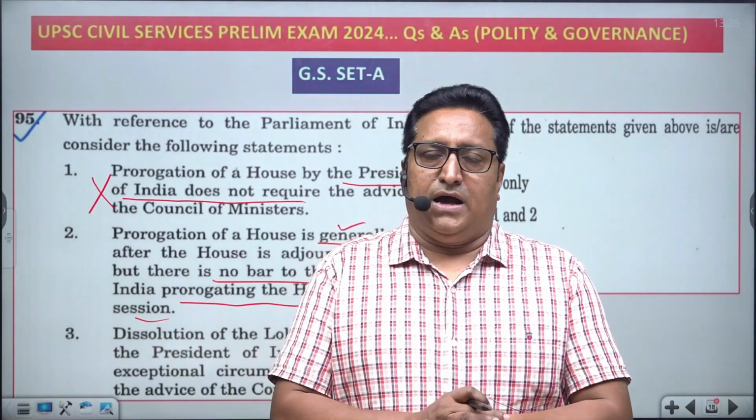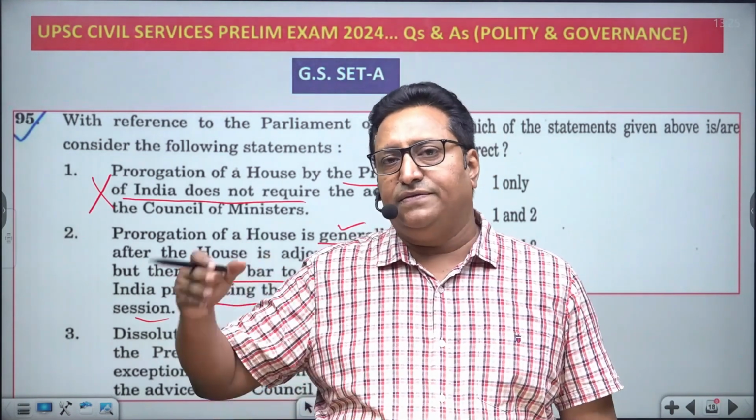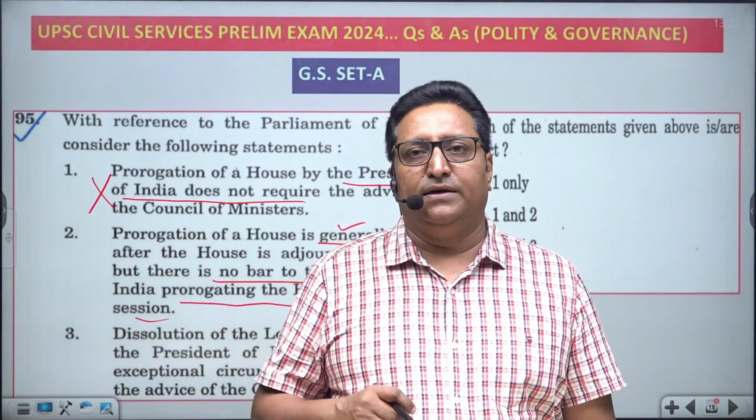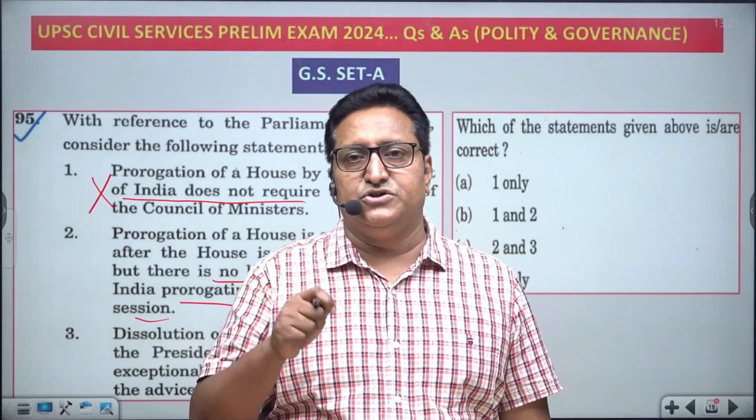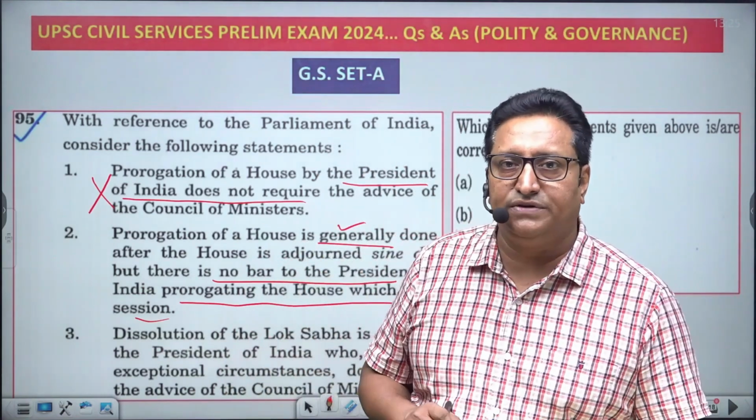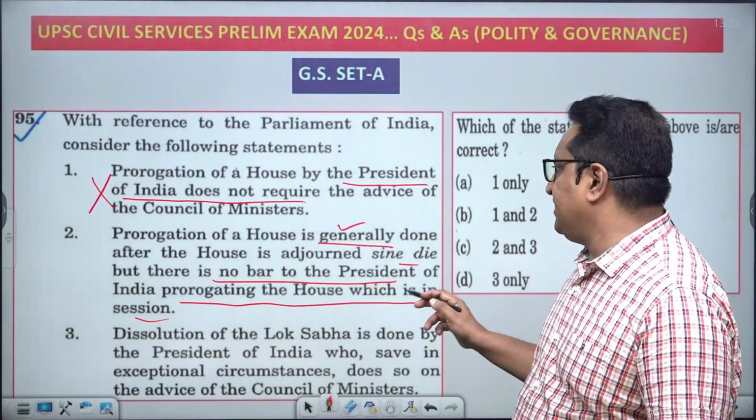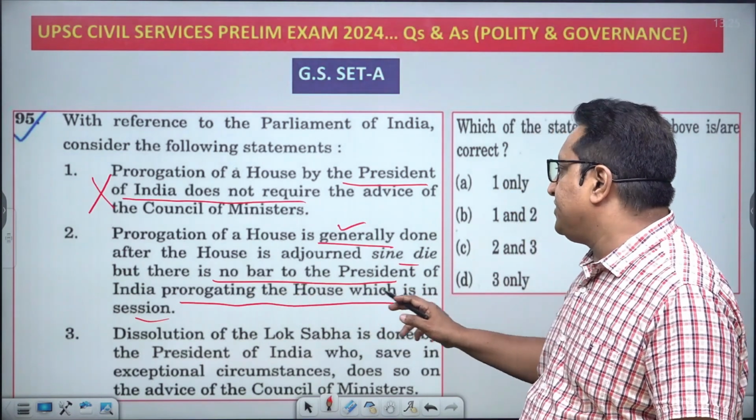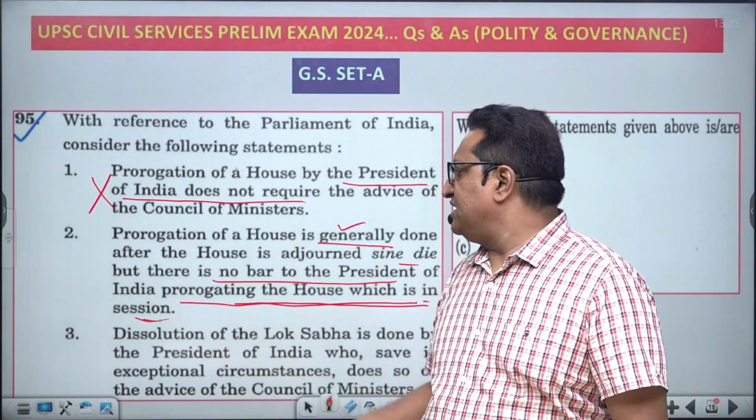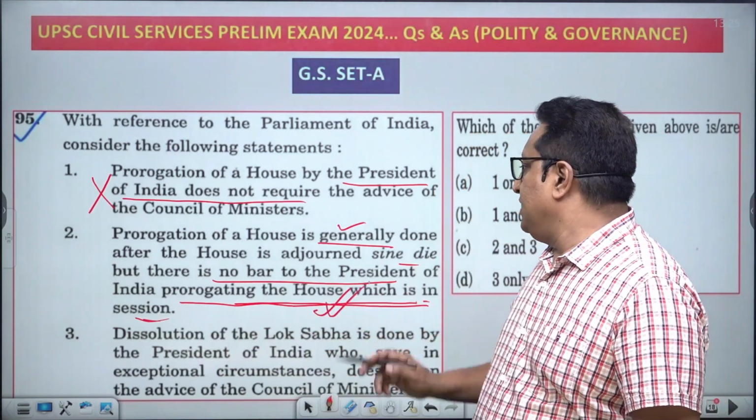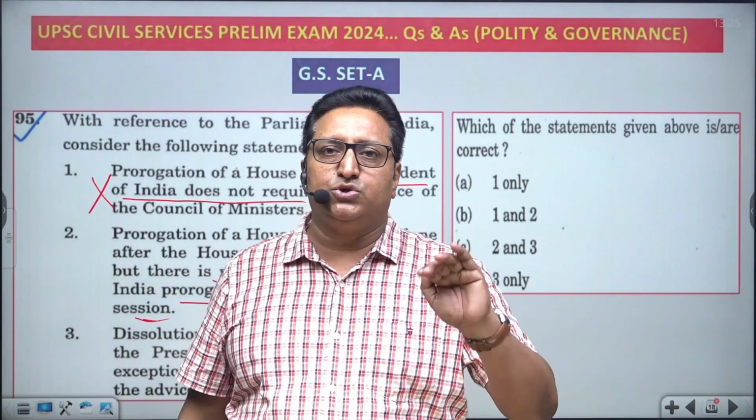But once the house is adjourned sine die, then the President of India does the next step, that is dissolution of the house. But this dissolution has to be done on the recommendation of the Council of Ministers. So prorogation is generally done after the house is adjourned sine die, but there is no bar to the President of India prorogating the house which is in session. Yes, that's correct. There's no bar. He can prorogue, that is, he can bring down the session to an end.